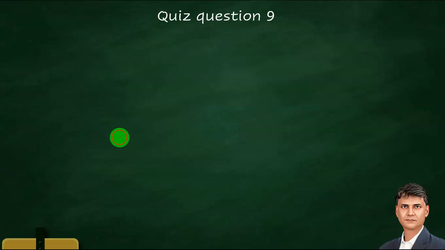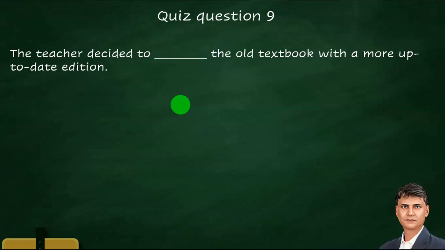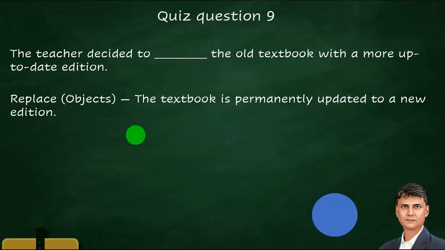Number 9 coming up. The teacher decided to dash the old textbook with a more up-to-date edition. Your 5 seconds coming up now. Alright, the answer is replace with objects. The textbook is permanently replaced by a new edition.